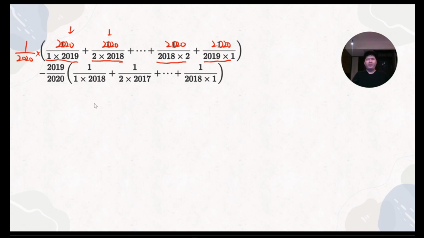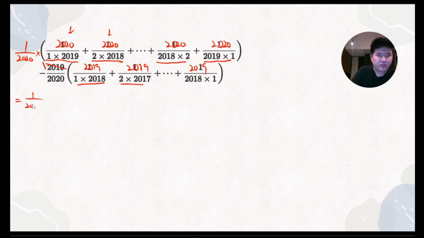And then what about the second bracket? For the fractions, it's the sum of the two factors in the denominator. This time it becomes 2019. And did we find there's a 2019? Of course, we find it just outside the brackets. What about we multiply every numerator by 2019? The outside becomes a 1 and the inside becomes 2019. And we just simplify it.